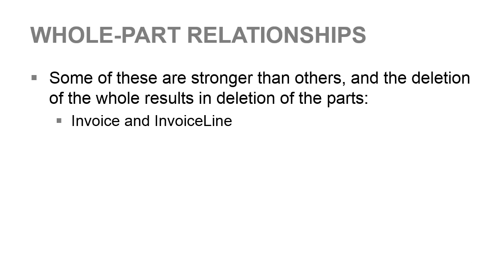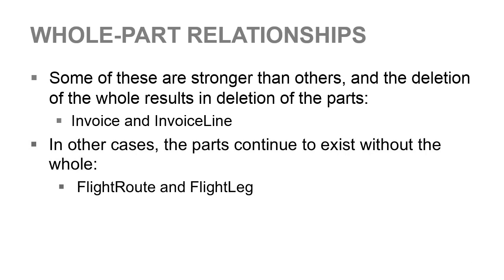For example, if an invoice is deleted, the lines that make up that invoice would be deleted as well, as they don't have an existence independent of the whole invoice. On the other hand, an airline may offer a flight route from London to Sydney, consisting of flight legs from London to Dubai, Dubai to Bangkok, and Bangkok to Sydney.